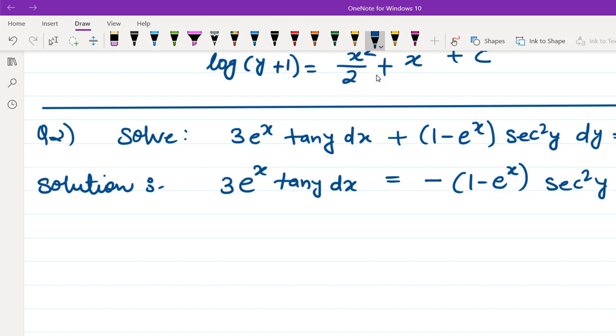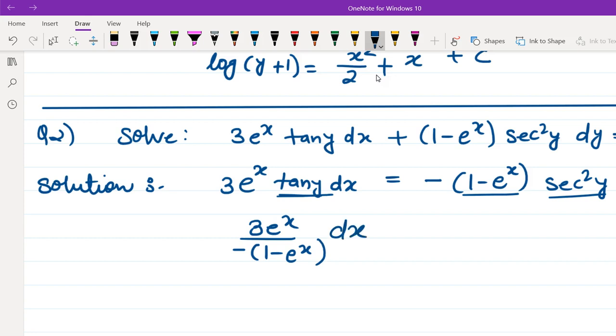Now my terms have not yet got separated, so I have to take this tan y on the right hand side and this 1 minus e raised to x on the left hand side. So I will get 3 e raised to x upon 1 minus e raised to x, because since it is multiplied, it will come over here and get divided, dx equals sec square y upon tan y dy. So yes, now your terms have got separated.